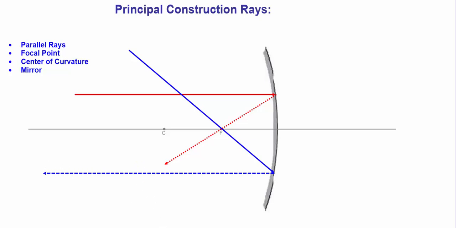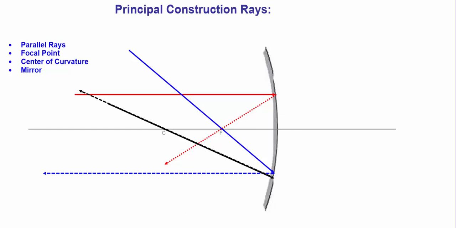You will have another kind of ray that will pass through the center of curvature of the mirror. It will always reflect straight back, as if it bounced straight back at you. Didn't bounce off of any normal at all.